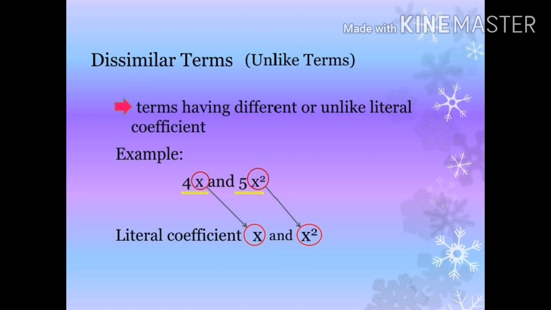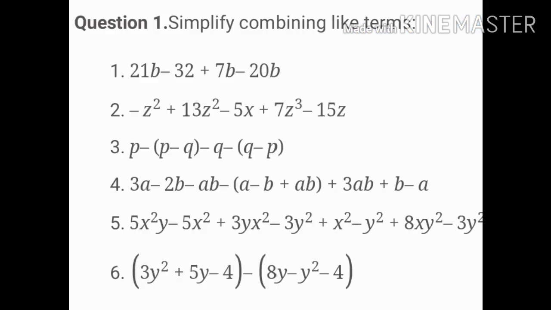As the name itself suggests, unlike terms have different literal coefficients, like here 4x and 5x square. So x and x square are the literal coefficients of the given terms, but these are different. So these terms will be considered as unlike terms. Let's see question number 1. Here 6 parts are given. Some of the parts we are going to discuss here.